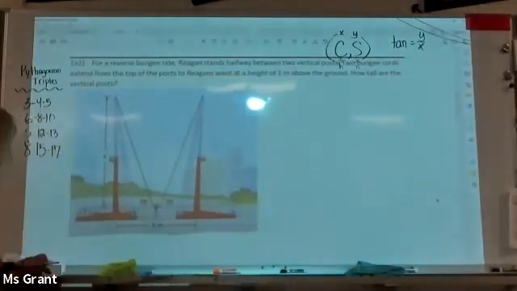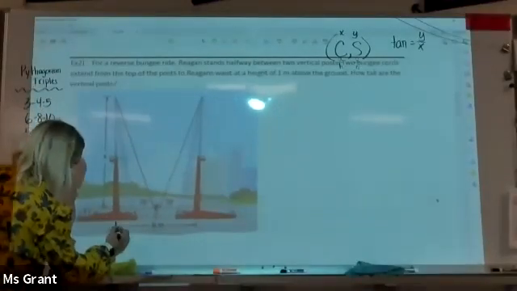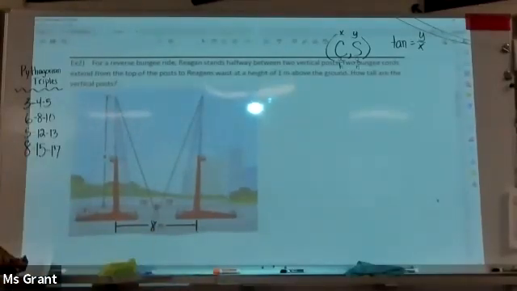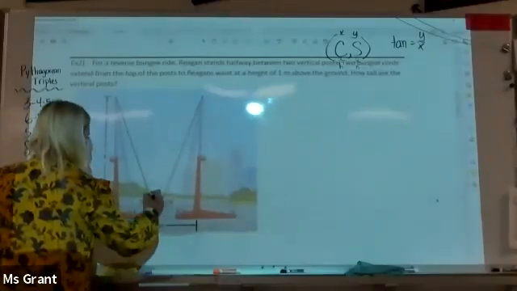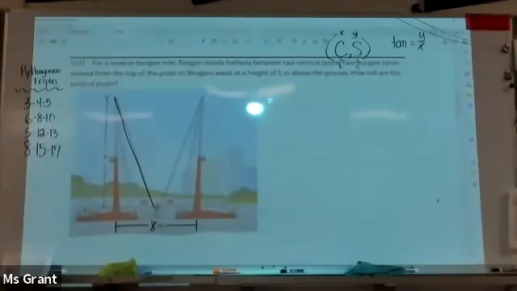Okay, so this person, Reagan, stands halfway between 2 vertical posts. Look, it's 8 meters between them, okay? 2 bungee cords extend from the top of the posts. Let's just focus on one of the triangles, to Reagan's waist at a height of 1 meter.